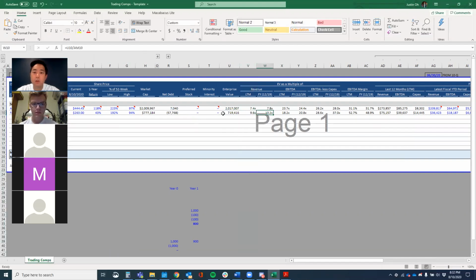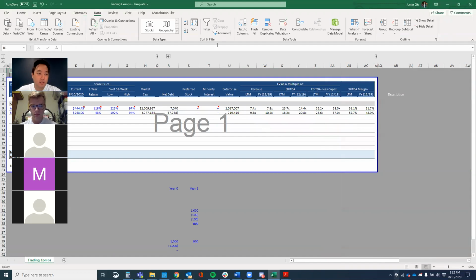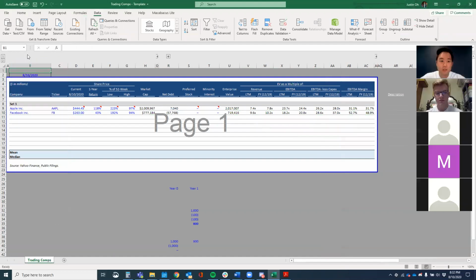So last 12 months revenue, last fiscal year revenue, last 12 months EBITDA, last fiscal year EBITDA, last 12 months EBITDA minus Capex, over fiscal year EBITDA minus Capex, and EBITDA margin. So here we see on an LTM basis, let's minimize all this. So you do this for the full industry and voila, these are your comps, right? So we would do this for a lot of companies.